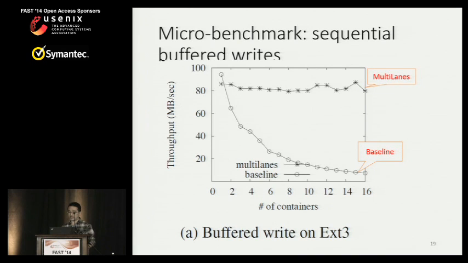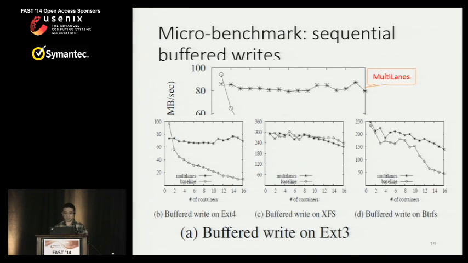We also evaluate MultiLanes on the other 3 file systems, Ext4, XFS, and Btrfs. For Ext4 and Btrfs, we got similar results, but as XFS scales well on buffered write, our approach exhibits almost equivalent performance against it.